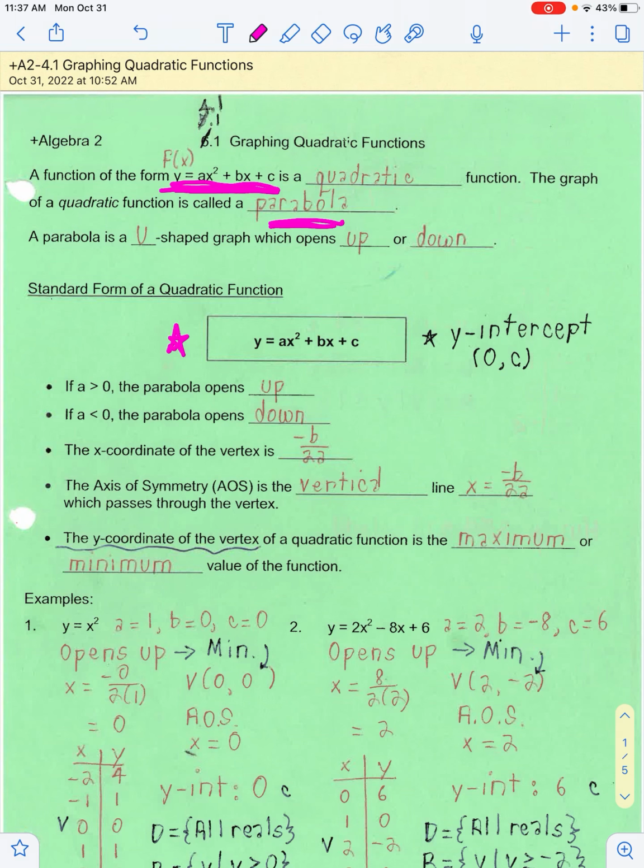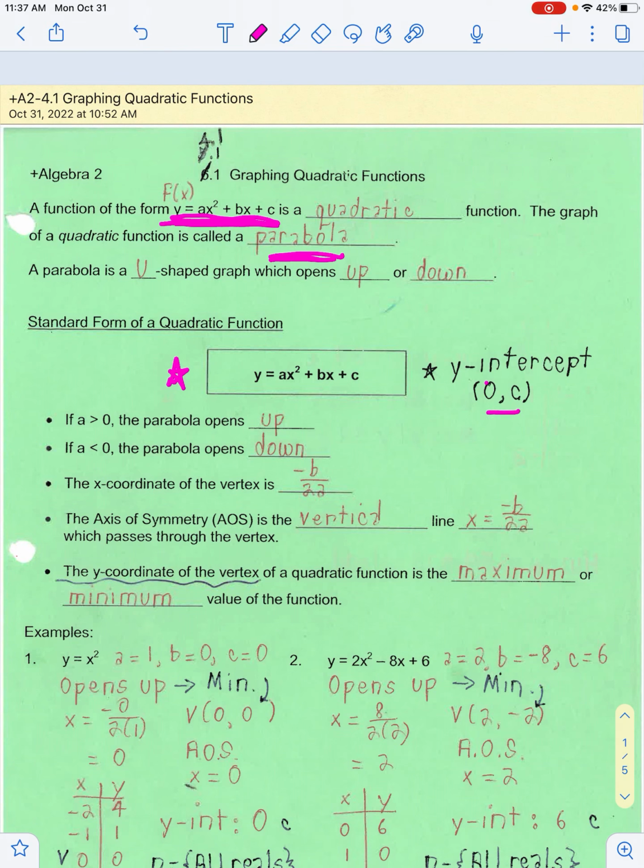The first thing I will point out, in standard form, if you put in 0 for x, the first two terms will disappear because 0 squared is 0 times a would be 0, plus 0 times b would be 0. So when the input is 0, which is where you're really finding the y-intercept, it will always be the value of c in standard form. And that's an important point to use when graphing.